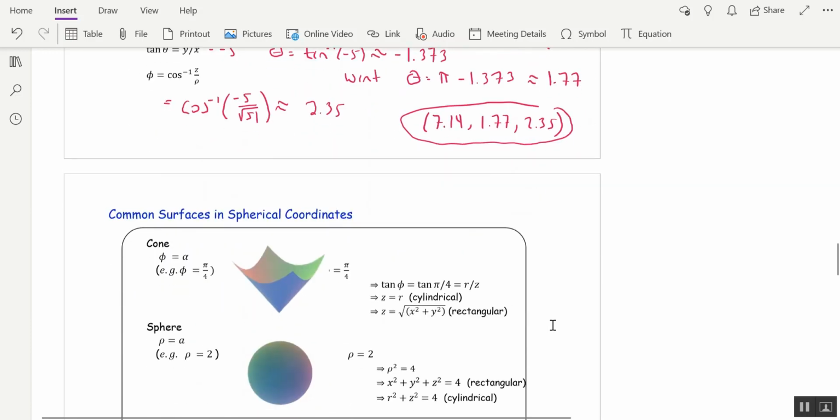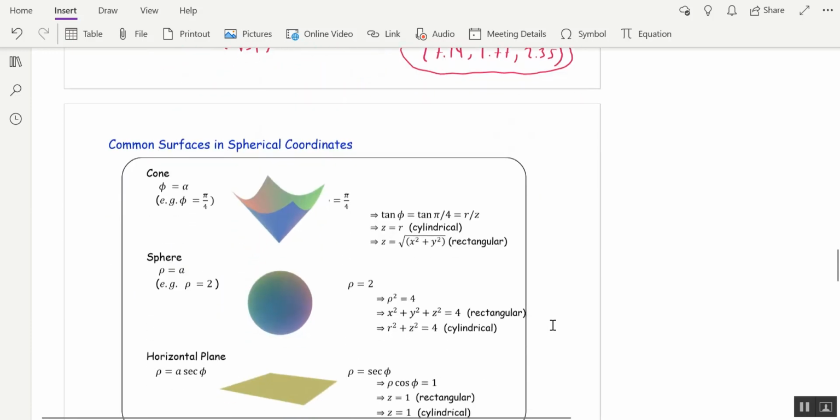Let's look at some common surfaces in spherical coordinates. In cylindrical coordinates, a cone is r equals some constant times z. In spherical coordinates, a cone is specified by phi. So for example, phi equals pi over 4, and then I showed you how to get the actual cone. This derivation isn't that important. I don't care if you memorize that, but I do want you to know that when phi is specified, that's a cone. When rho is specified, you're getting a sphere. And that's because rho is distance from the origin. And there I did the two derivations for you.